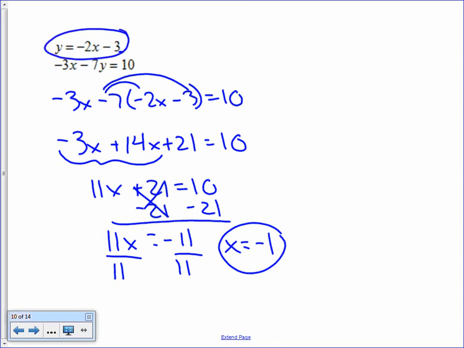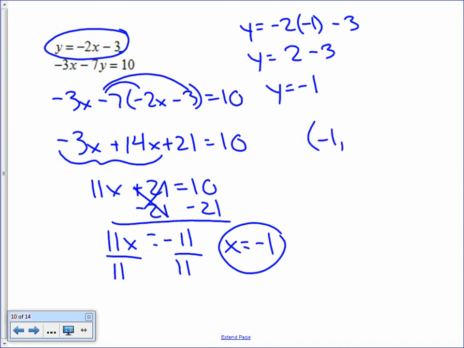So using that whole equation there, use the easier one. So I'm going to have y equals negative 2 times negative 1 minus 3. Negative 2 times negative 1 will give me a positive 2. And then we got 2 minus 3. So the y value is negative 1. So the coordinate negative 1, negative 1 will be my answer for that one.